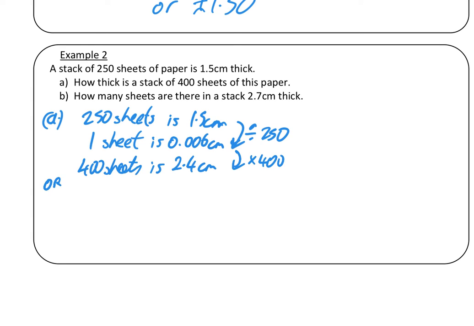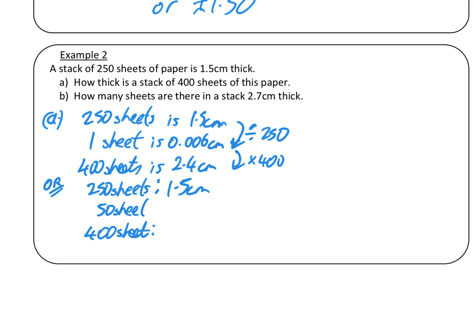Okay, another way of doing it, we could have looked at our ratios, maybe a slightly nicer way of doing it. So you've got 250 sheets is equivalent to 1.5 centimeters. If we write it out this way, we can then say I want to get to 400 sheets. It'll take a couple of lines to do this. So what I could do is go down to 50 sheets instead of going down to 1. And then go up to 400.